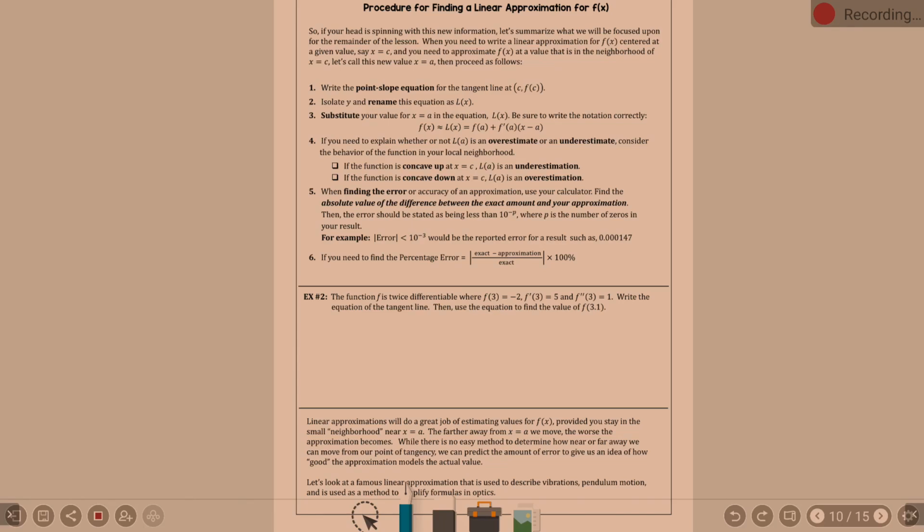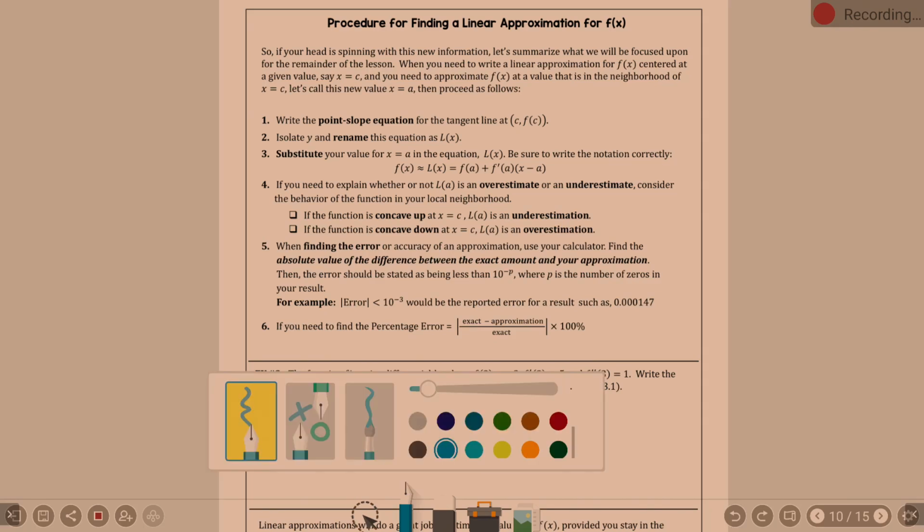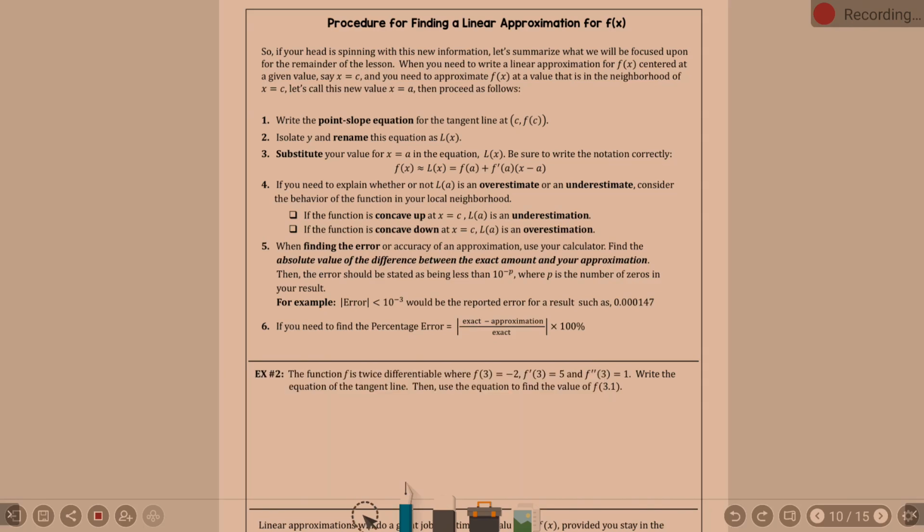Yeah, it's a lot. It is a lot, but okay. Let's spend a few minutes here looking at the procedure. And again, the procedure, we'll practice it. It's going to make some more sense once you practice. So if your head is spinning with this new information, let's summarize what we'll be focused upon for the remainder of this lesson. When you need to write a linear approximation for f of x, centered at a given value, say x equals c, and you need to approximate f of x at a value that is in the neighborhood, let's call this new value x of a, then proceed as follows.